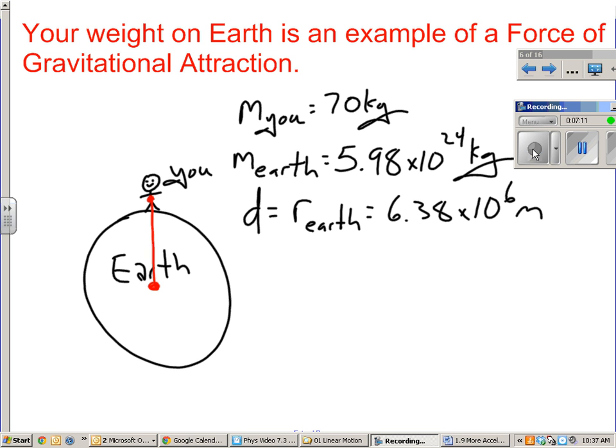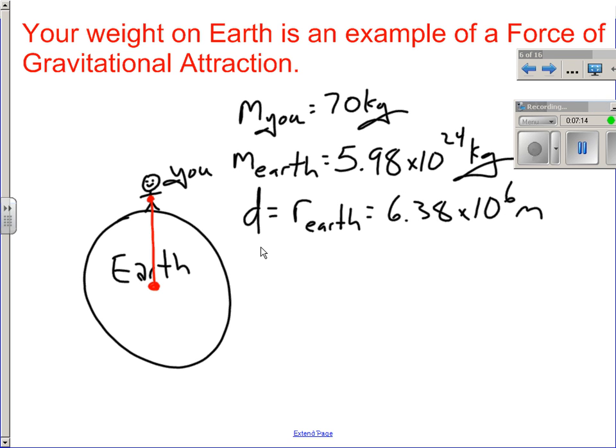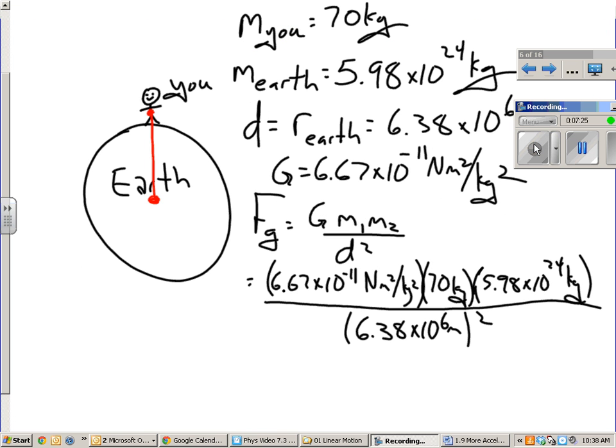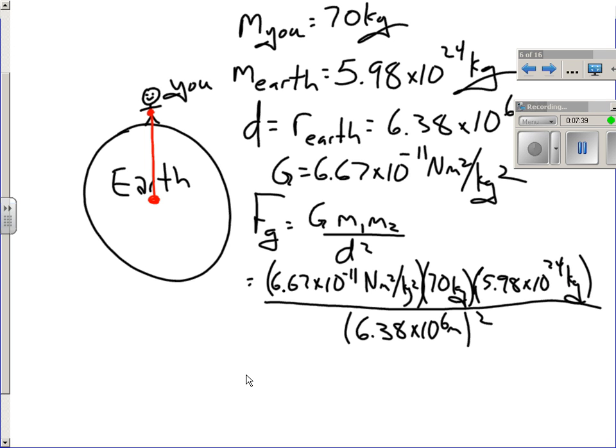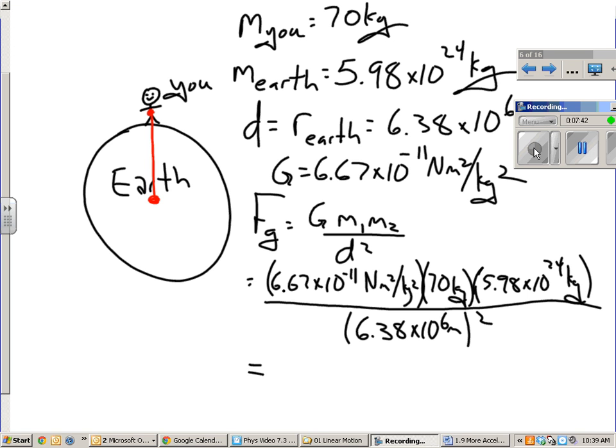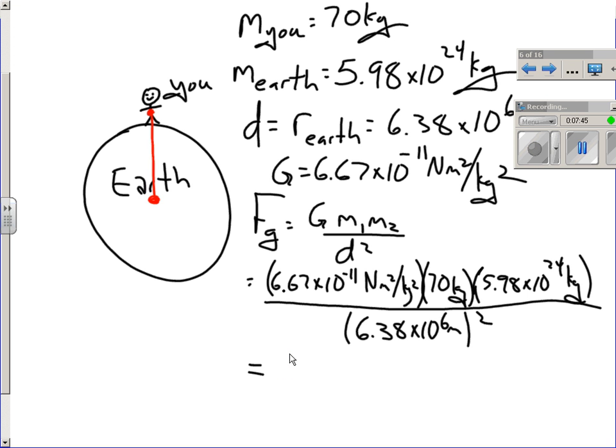So there's our two masses, there's our distance. We know G is 6.67 times 10 to the negative 11th newton meters squared per kilogram squared, and plug in your numbers. After you plug in your numbers, here's what you get. 6.67 times 10 to the negative 11th is our G. The masses are 70 and 5.98 times 10 to the 24th. Your distance is given to you. Plug it all into your calculator, and you should get 686 newtons. There's your force of gravitational attraction.